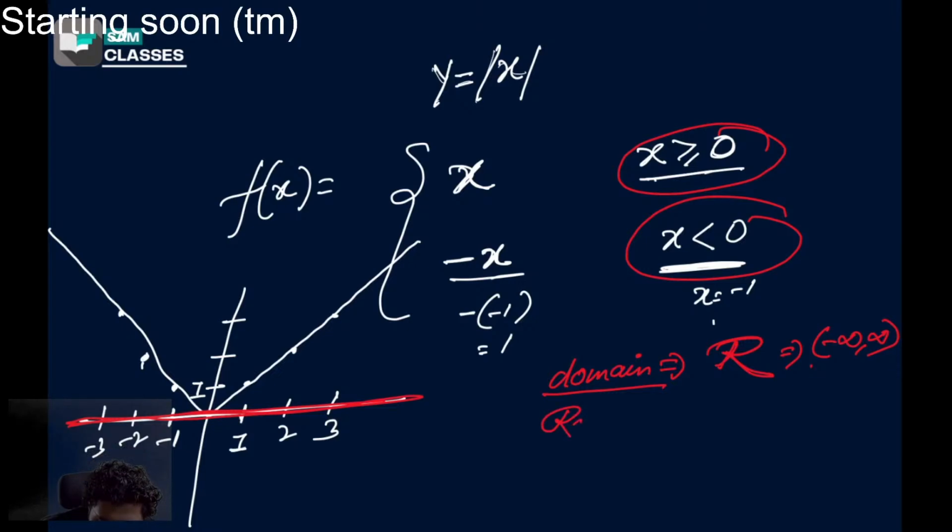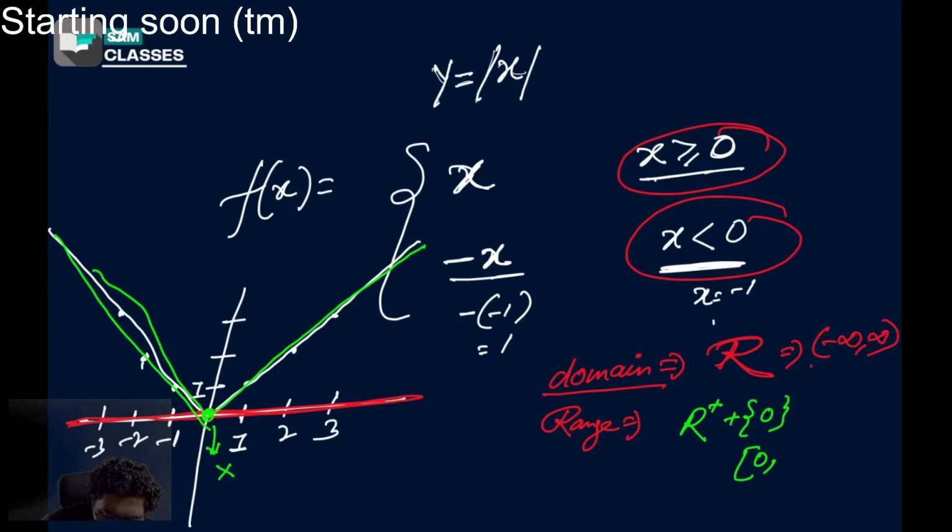What about range? Range means what the values of y I'm getting. See, if you see about y, I'm not able to go down below 0, correct? I'm only getting positive numbers and 0. So I can write R plus, all positive numbers including 0, or I can write 0 to infinity. Clear?